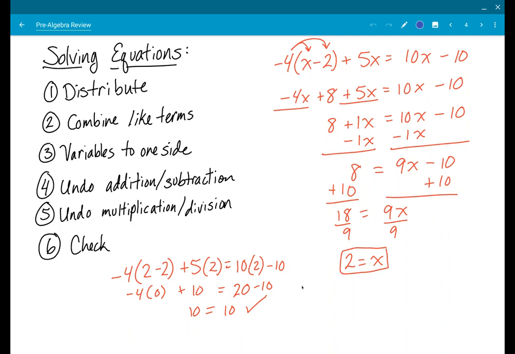In order to check my answer, I can copy the original equation, but instead of x, I'm going to put the number that we found it was equal to. If I work this out using order of operations, parentheses, exponents, multiplication, division, addition, subtraction, I see that on the left side we get 10 and on the right side we get 10. Because both sides are equal, our answer was correct.